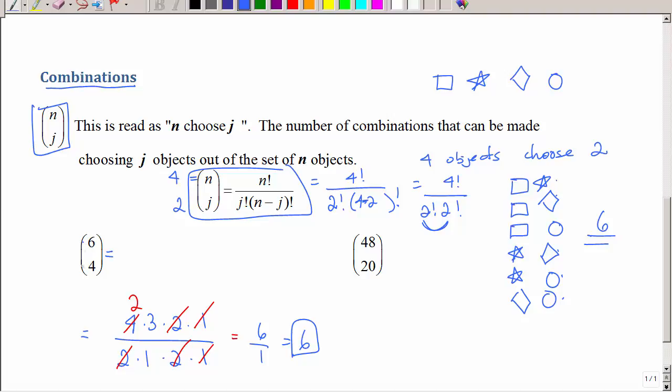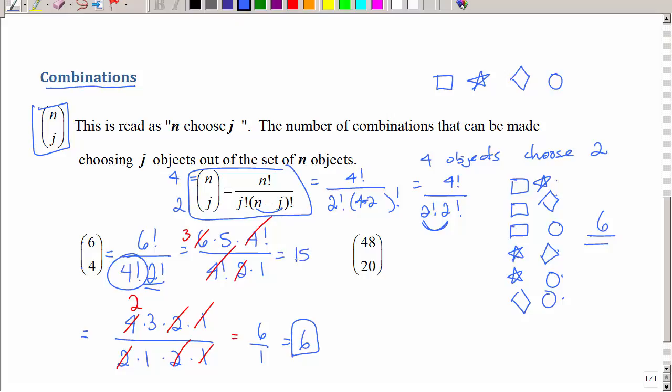So if I had 6 objects and I chose 4, that would be 6 factorial over 4 factorial, and I would subtract them and I would get 2 factorial. So I'd go 6 times 5 times 4. I'm going to stop. Why am I going to stop? Because I have that in the denominator and know that's going to cancel out. But this I'm going to write as 2 times 1. So those would cancel, and then I could divide 2 goes into 6 3 times, and I would get 15. So if I had 6 objects and I chose 4 of them at a time, we would have 15 different possibilities.